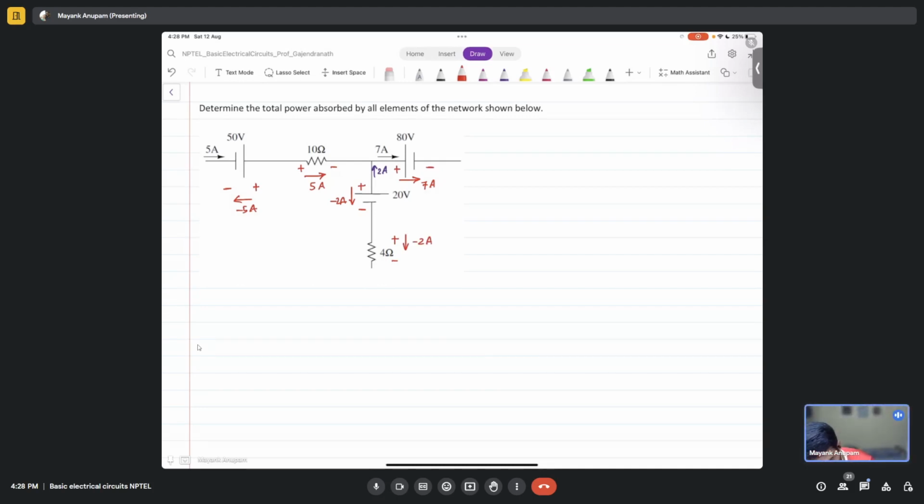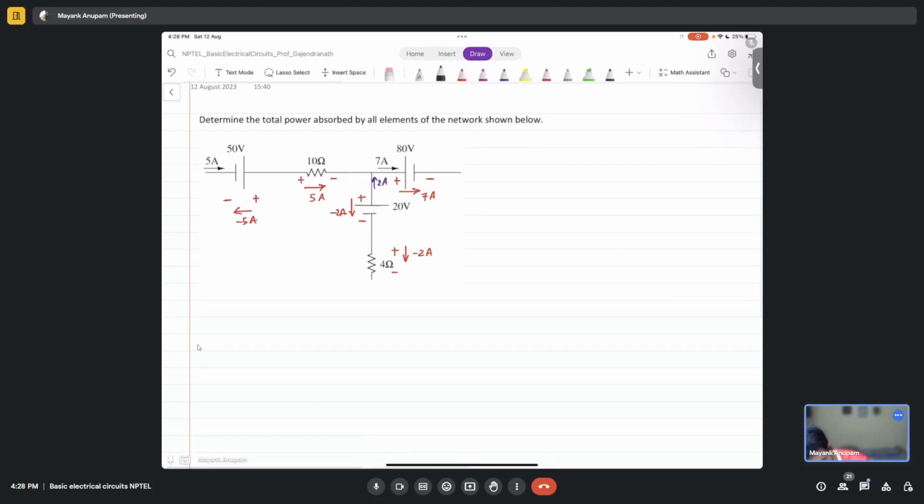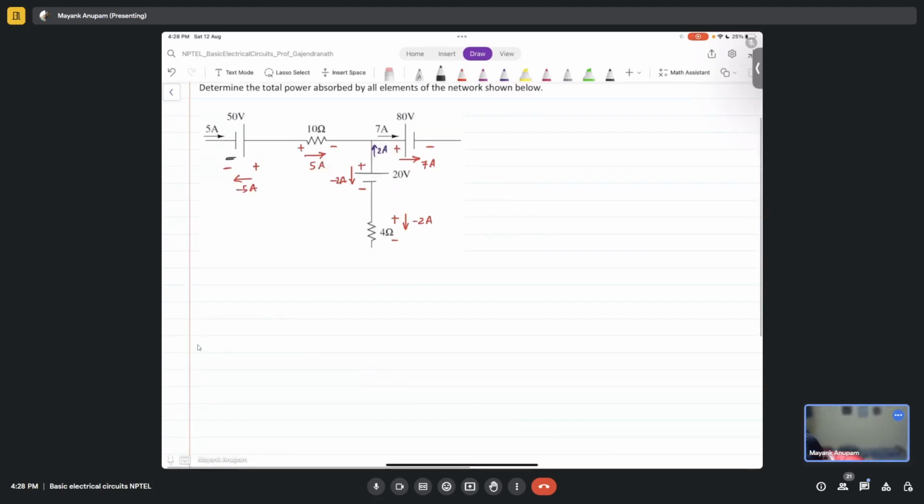Very good. Tell me, what is the power in this? Power of the 50 volts battery is 50 volts into minus 5 amperes, right? Minus 250 watt. So this is minus 250 watts. Yes, sir. Okay, so this is sorted.